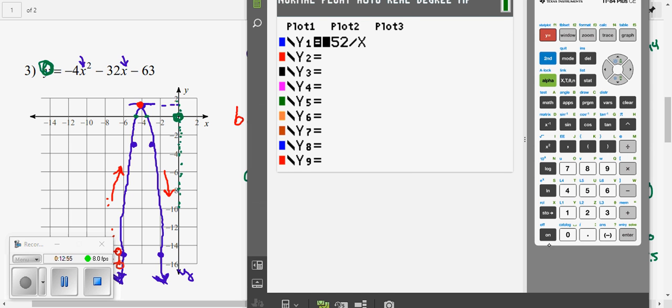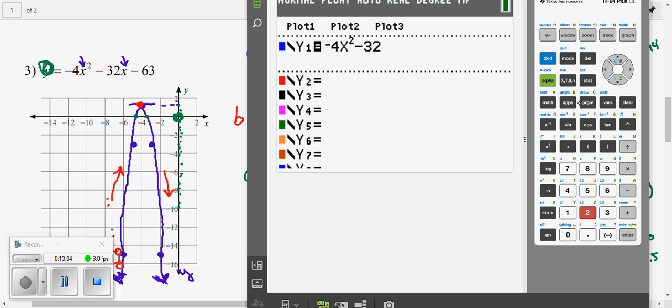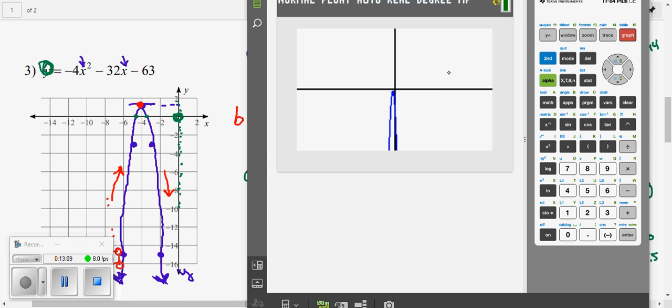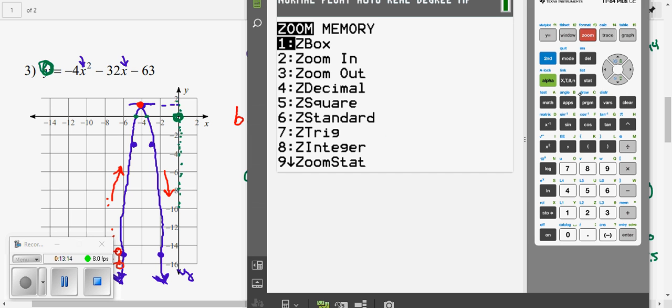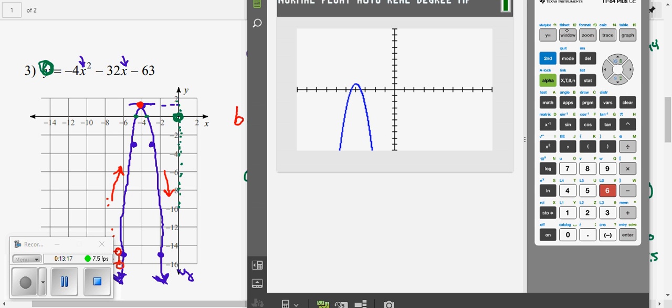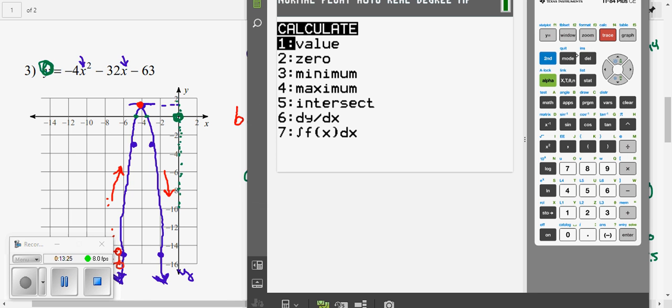Go back here. You want to type this equation in, -4x squared minus 32x minus 63. There it is. If your window's ever messed up, hit zoom and 6. All right, I want to find these two things. Those are called zeros, right? If you hit second and trace, you can go down to number 2, which is zero. And second trace tells you a lot of good things, so remember that.